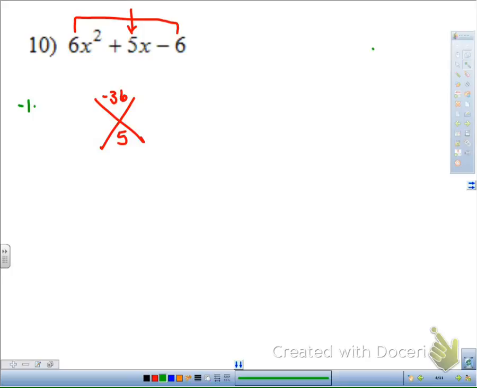One of them needs to be negative. Negative 1 and 36. That adds up to be 35. 36 divided by 2 is 18. That adds up to be 16. 36 divided by 3 is 12. That adds up to be 9. 36 divided by 4 is 9. Negative 4 times 9 is negative 36. Negative 4 plus 9 is positive 5.